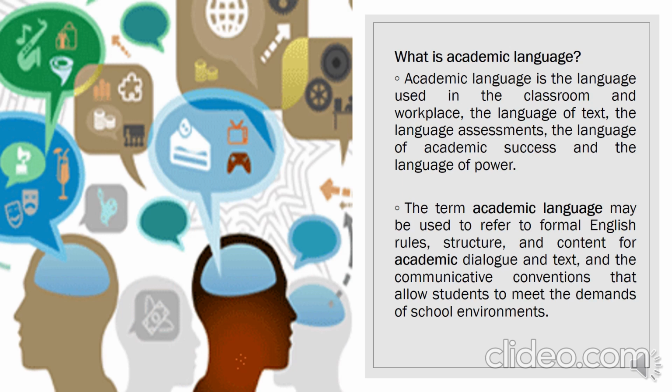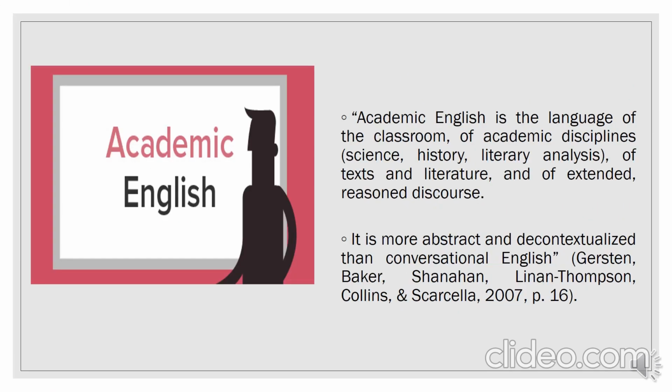It also has specific rules and content for academic dialogue and text, and the communicative conventions that allow students to meet the demands of school environments. In addition, academic English is the language of the classroom, of academic disciplines like science, history, literary analysis, etc., of text and literature, and of extended reasoned discourse. It is also more abstract and decontextualized than conversational English.